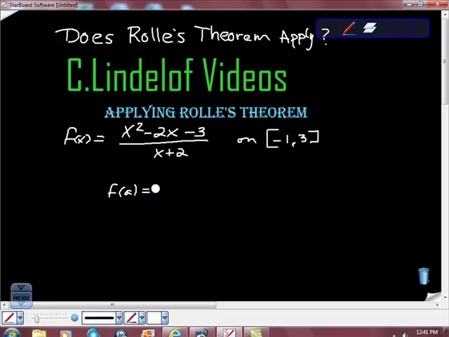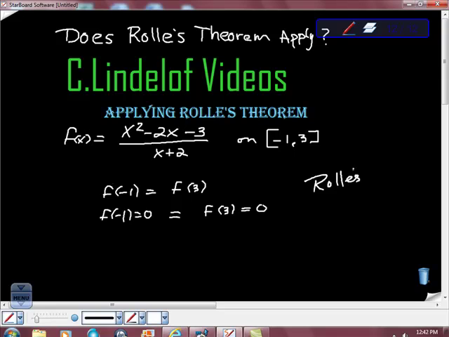So I'm just going to test Rolle's theorem out here. I'm going to say, does f of negative 1 equal f of 3? And f of negative 1 is equal to 0, and f of 3 is equal to 0. I'm just plugging in the value up here. So yes, it's true. So this is what your AP reader wants to see. They want to see you say that Rolle's applies.